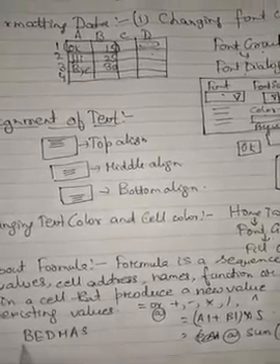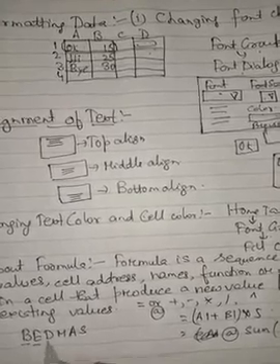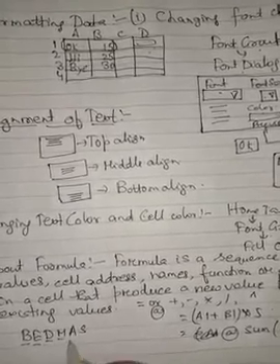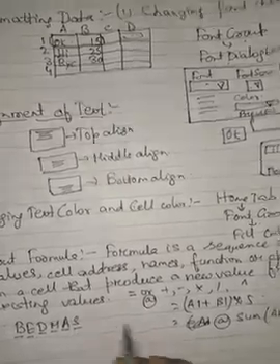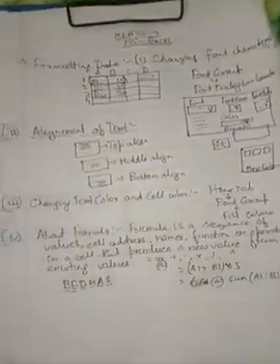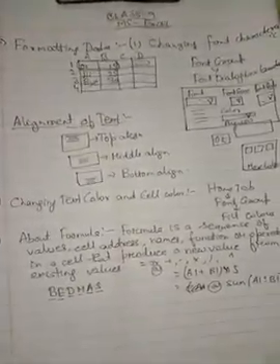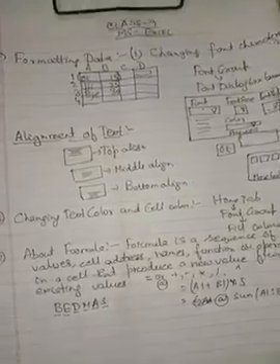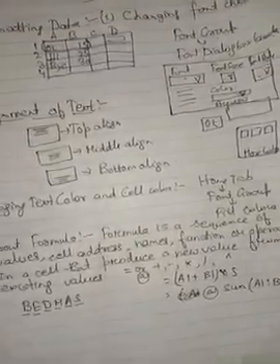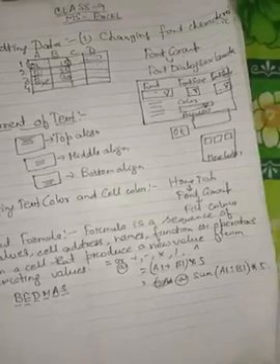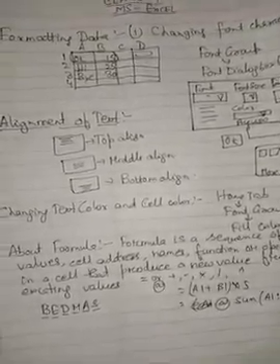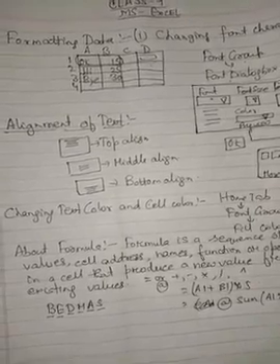BEDMAS: bracket, exponentiation, division, multiplication, addition, subtraction. So in maths you would have done BODMAS, but here we generally follow BEDMAS. The first is the bracket, second is the exponentiation, third is the division, fourth is multiplication, then addition, and then subtraction.